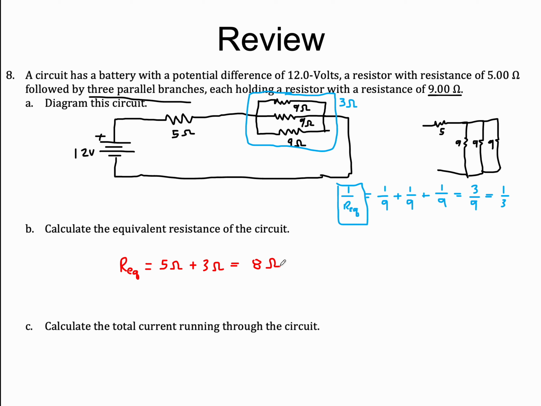If you solve this, the resistance in parallel should be 3 ohms, and then that is in series with the 5 ohms. Total resistance of this circuit is 8. Agreed with each other? Good, good, good. And then finally, could you try C together as a table?